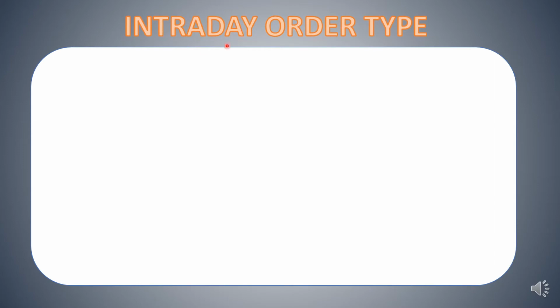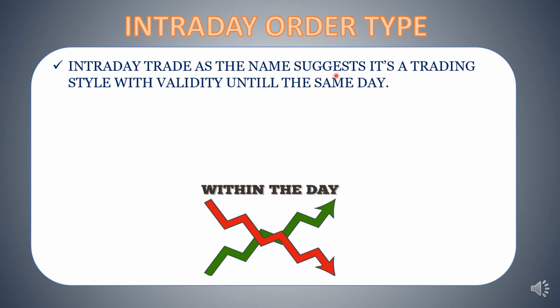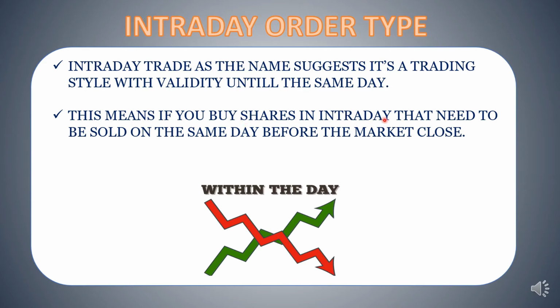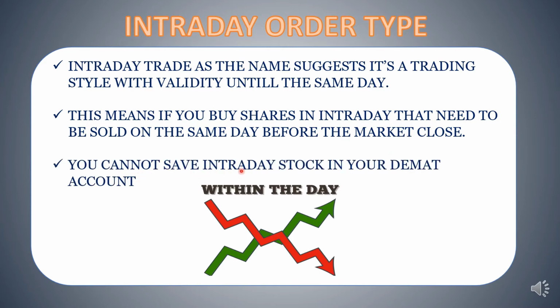Now let us understand how intraday orders differ from delivery orders. Intraday trades, as the name suggests, is a trading style with a validity until the same day. This means if you buy shares in intraday, they need to be sold on the same day before the market close. You cannot save intraday stocks in your demat account.